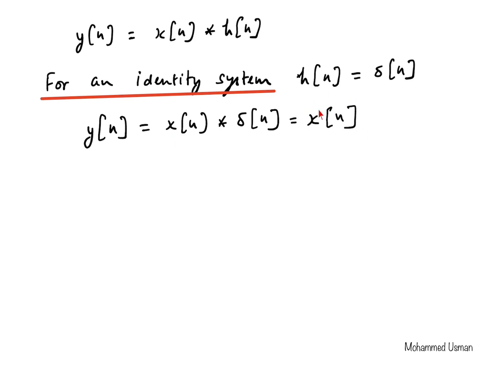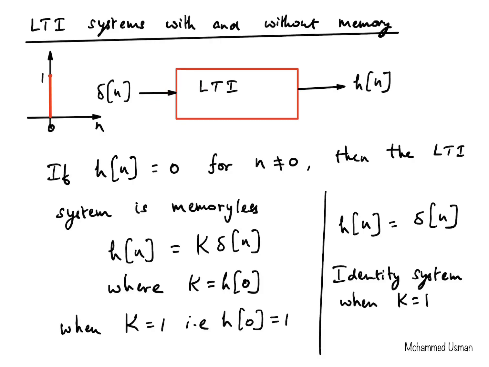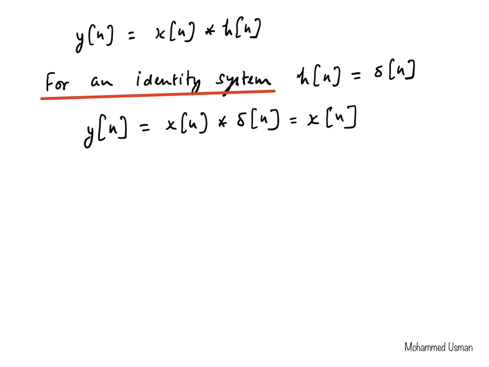So x of n convolved with delta of n is x of n. u of n convolved with delta of n will be u of n. y of n convolved with delta of n will be y of n, right? So the unit impulse function is the identity function for the convolution operation, and that is deduced by analyzing this property of a memoryless system and taking the scaling factor to be 1. So that gives us an identity system.